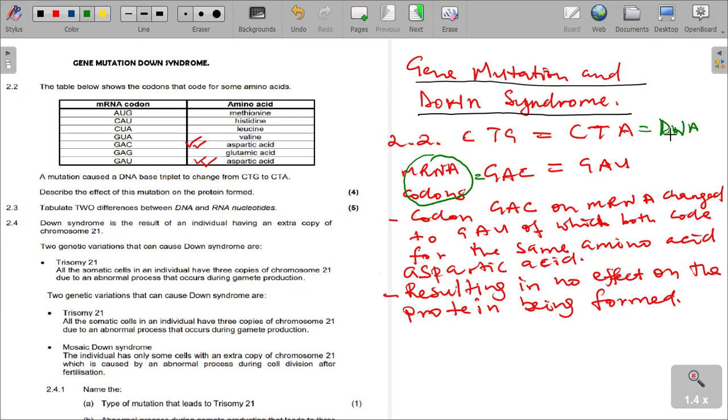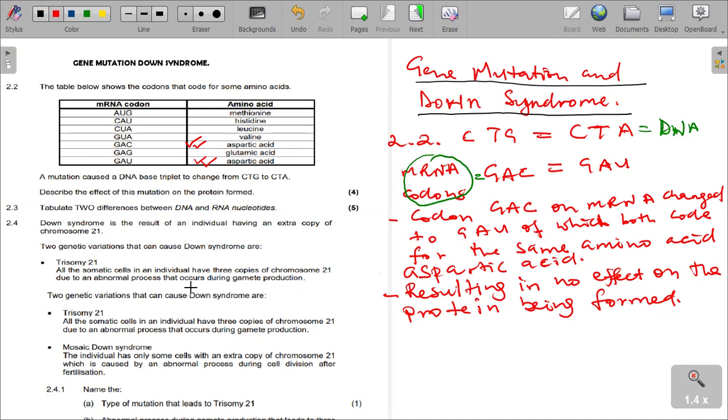So there is no effect on the proteins to be formed because the codons on the mRNA are coding for the same protein. Hence, the same protein, aspartic acid, is formed.